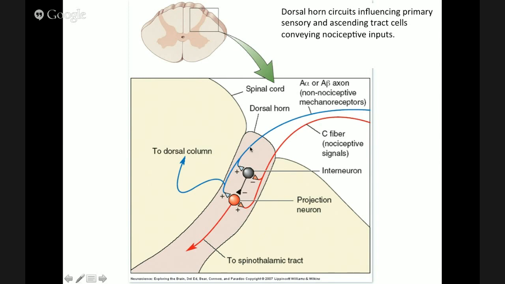So you can see that there's an interaction here where the pain fiber itself inhibits the inhibitory interneuron and then activates the projection neuron, whereas the mechanoreceptor activates the inhibitory interneuron, which then inhibits the projection cell and decreases the transmission of information centrally. So this can reduce the activation of the pain pathways.